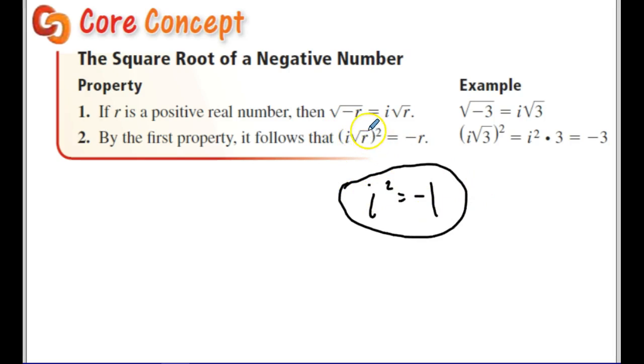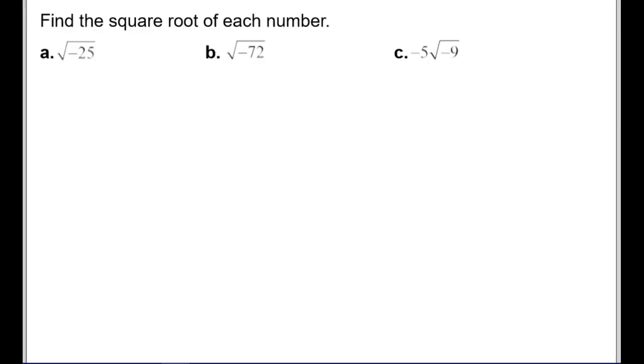So if I see something like this, right, I can take this, since I'm multiplying, and distribute that squared. So I end up with i squared times the square root of 3 squared, which is 3. So I end up with a -3. Big thing here, i squared equals -1. So find the square root of each number. So first I see I'm taking the square root of a negative, so I'm going to go ahead and pull out that imaginary number, and now I have the square root of 25. Well, I know what the square root of 25 is, so I've got 5i.